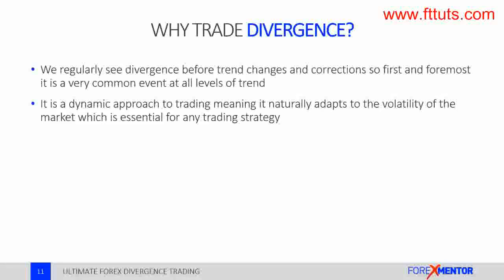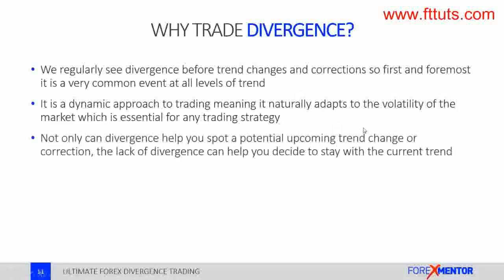Okay, so it's important for your trading strategy to be able to adapt to the volatility of the market, which this does. Now, not only can divergence help you spot a potential upcoming trend change or correction, the lack of divergence can help you decide to stay with the current trend. Remember, we just talked about it's a very common occurrence before a large change in the current degree. Okay, so simply not seeing a divergence developing could give you a good idea that the probability is to stay with the current trend.